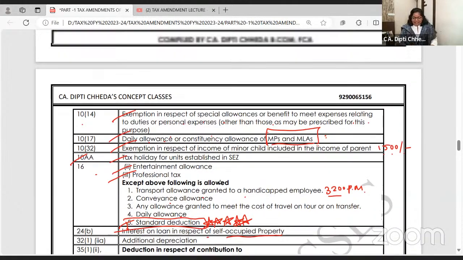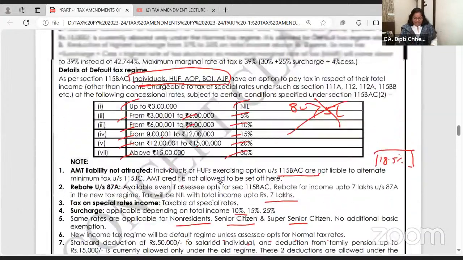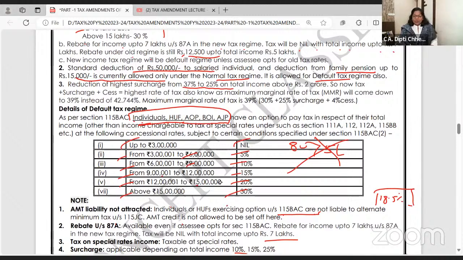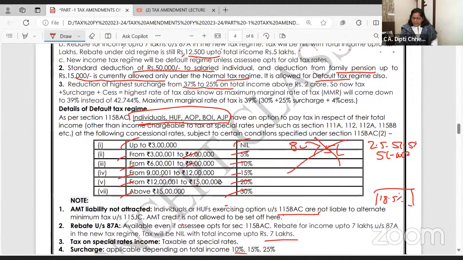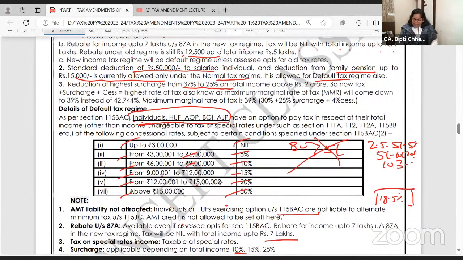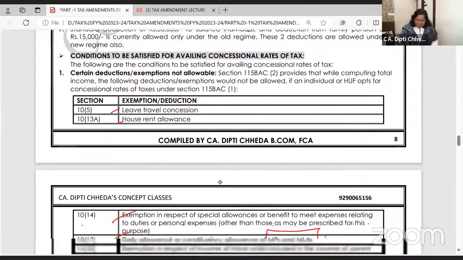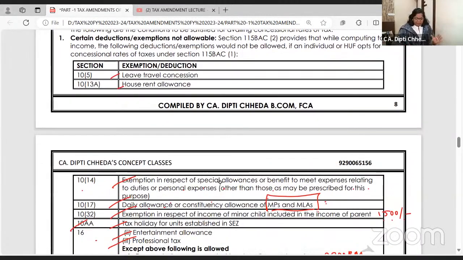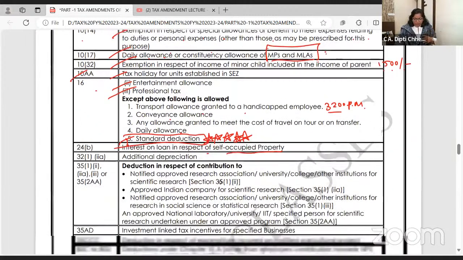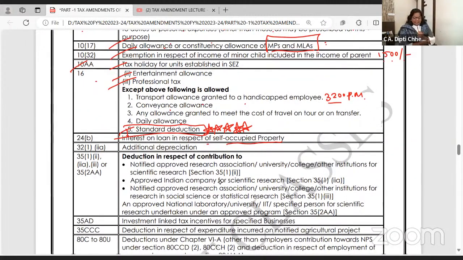Ma'am, why do they do this? Arey, to gain something you have to lose something. The tax rates are so low. Normal is 2.5 to 5 lakh 5%, 5 lakh to 10 lakh 20%, 10 lakh above 30%, yeah, 15 lakh above 30%. They are giving you a lot of benefit in the tax rates, no? So definitely they are expecting that some exemptions and benefits they will not give.